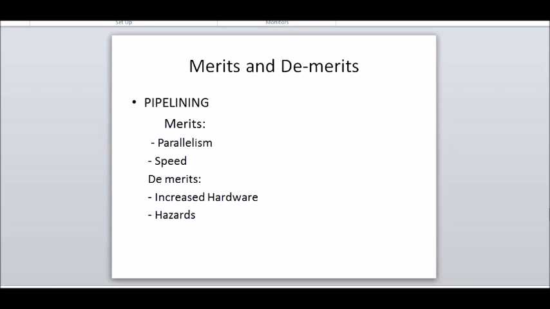Now we see the merits and demerits of pipelining. Even though parallelism and higher speed are achieved, there are certain demerits to this, such as increased use of registers for storing temporary values. Another case is the hazards. There are basically three types of hazards that are encountered: structural hazards, data hazards, and control hazards.